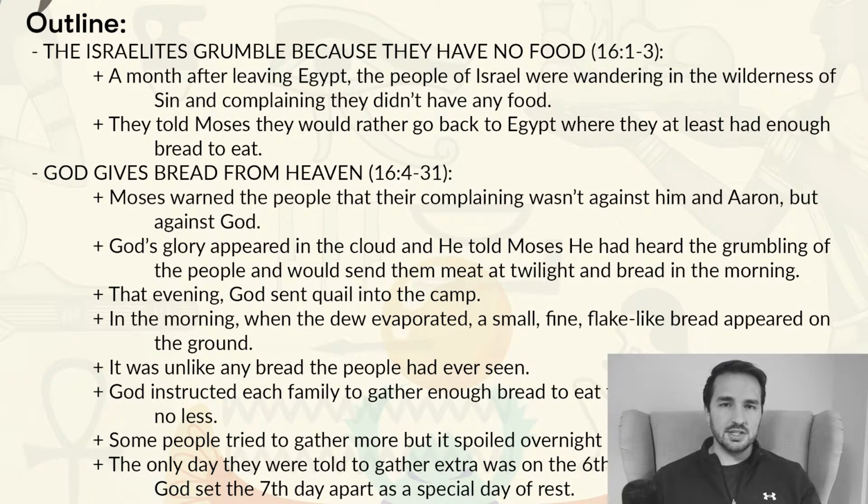That moves us into our second section, verses 4 through 31, the bulk of the chapter. God gives food and bread from heaven. So Moses warned the people that their complaining wasn't against him or against Aaron, but the people were guilty of complaining against God. God's glory appeared to Moses in the cloud, and he told Moses that he had heard the grumblings of the people and that he would send them meat at twilight, and then he would send them bread in the morning. So that evening, God sent quail into the camp, and the people ate them.